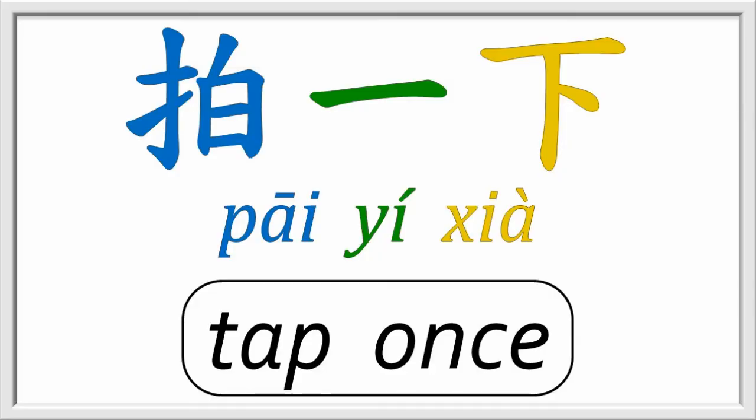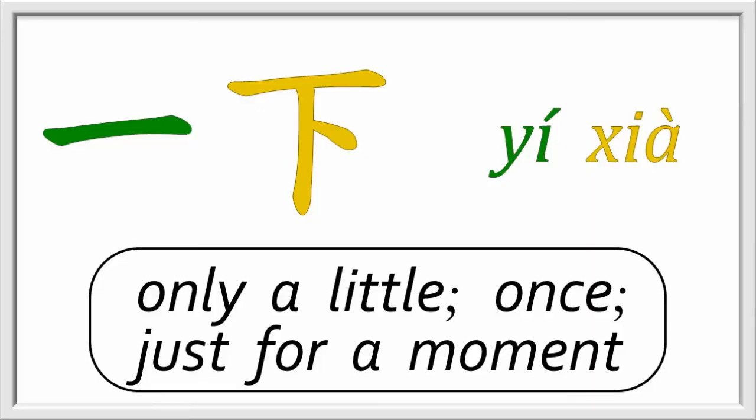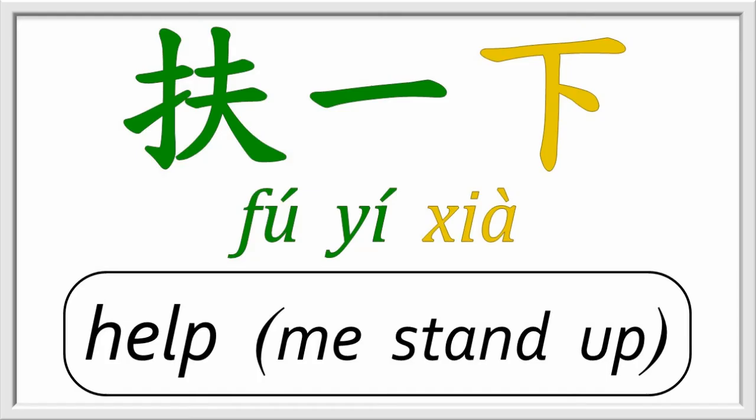One very common usage of 下 is to express how many times to perform an action. For example, 拍一下, tap 1 time. This combination, 一下, can also express the idea of only a little, or just for a moment, such as a seated elderly person extending an arm and saying, 扶一下, please help me stand up, with "me stand up, please" understood from the tone of voice and the meaning of "fu" to assist.